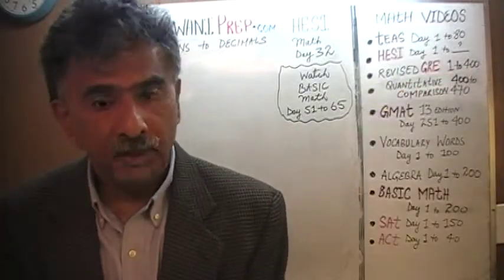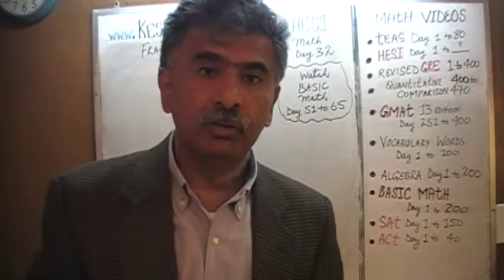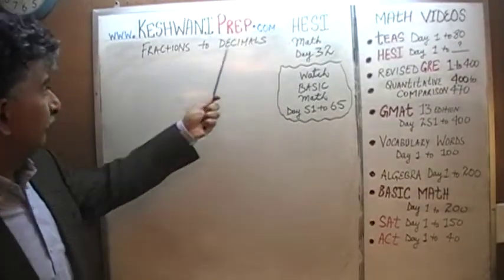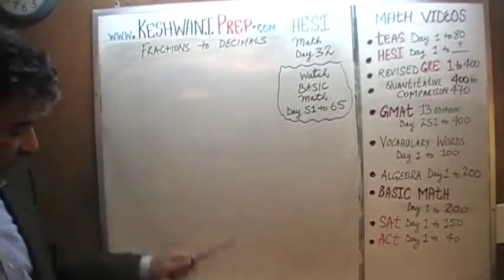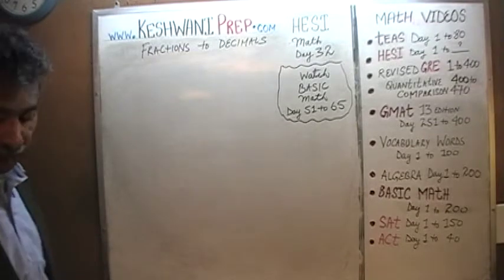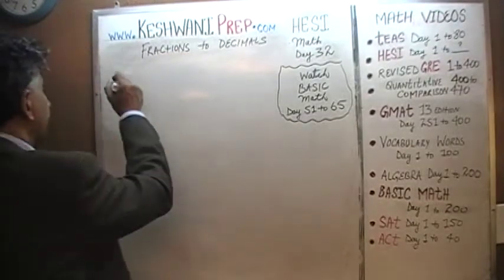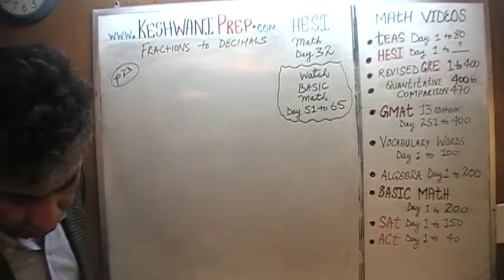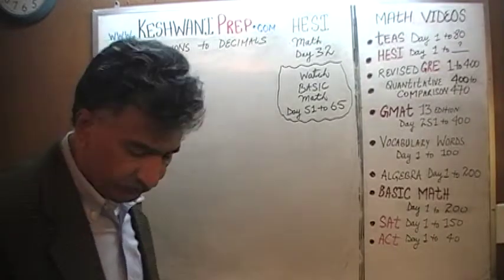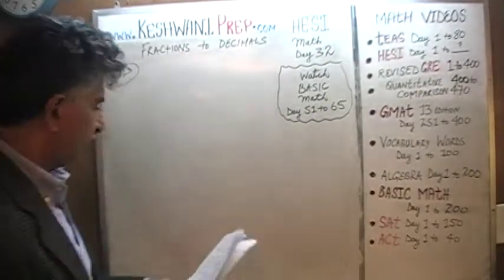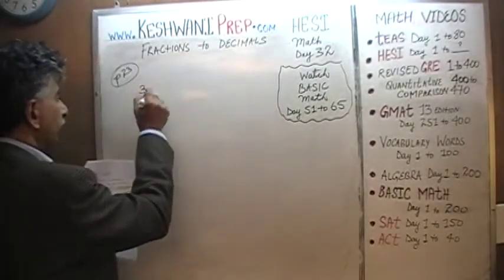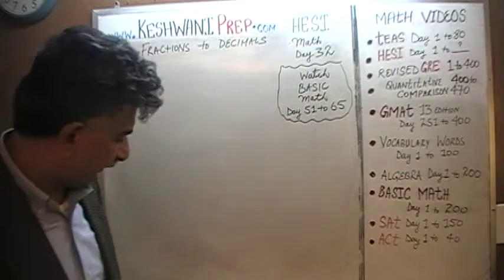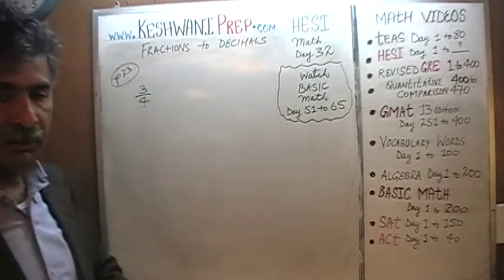Right now, we are in the process of solving some problems having to do with conversion from fractions to decimals, and then we'll do from decimals to fractions. We are on page number 23. There are three examples there. Example number one, these are very straightforward, very simple questions. The very first one is asking us to convert 3/4 into decimal. As I said, this is very simple, but they're going to get a little bit more complicated as we go on further.